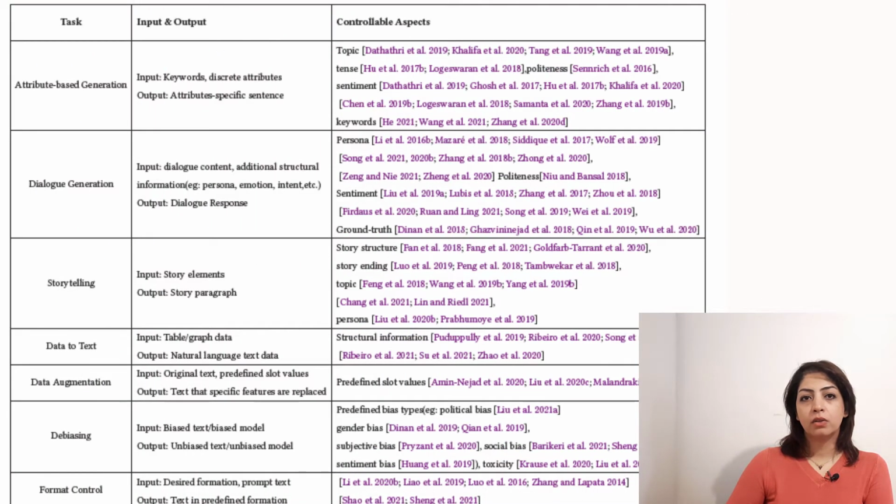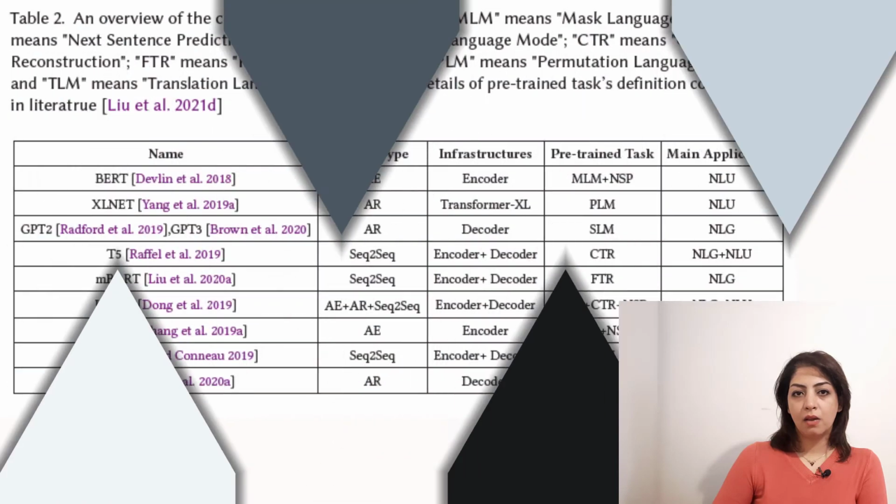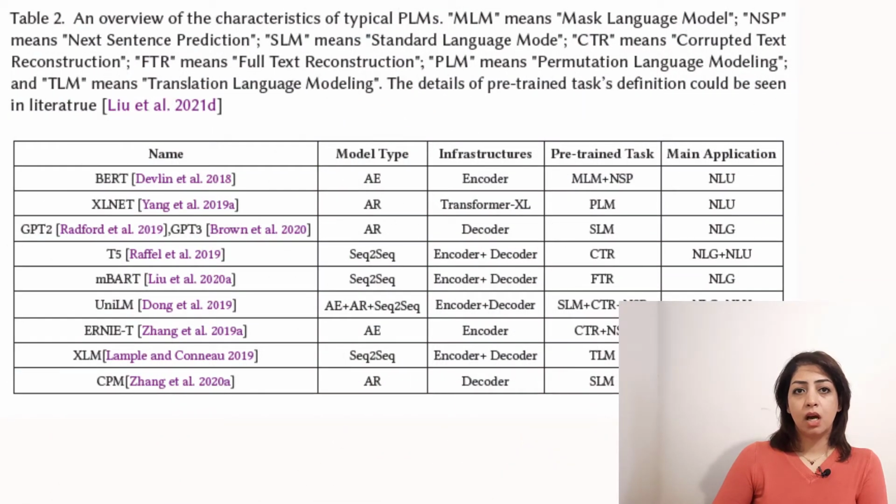In the next part, authors introduce typical tasks related to controlled text generation, which are attribute-based generation, dialect generation, storytelling, data-to-text, data augmentation, debiasing, and format control. Then they talk about transformer-based pre-trained language models. During the pre-training stage, the use of large-scale unlabeled data can provide a strong support for an increased model scale and make the system better grasp the desired knowledge in the data. State-of-the-art performance has been achieved in downstream tasks by fine-tuning the PLMs based on only a small amount of supervised data. Authors divided the PLMs into three categories: autoencoding models, autoregressive models, and seq-to-seq models.